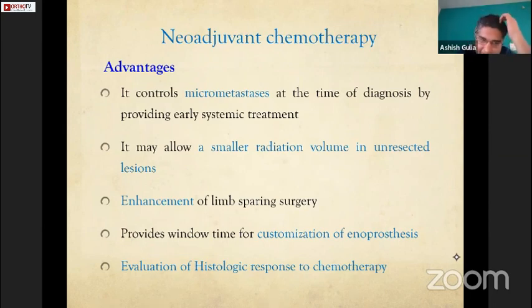This line provides a window of time for customization of prostheses. About 2 decades back, we did not have prostheses which were ready off the shelf, and we had to order prostheses for each and every patient. To have those customized prostheses, we used this window of giving neoadjuvant chemotherapy to make them.